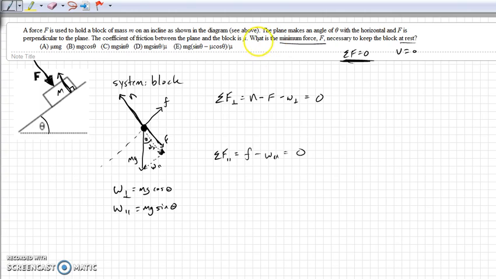Okay, so now let's start filling in some things here. First of all, this is asking me what the minimum force necessary to keep the block at rest is. So really what that means is find F. That's what we want to do. We want to find F, and we have terms over here. So we want to find F in these terms.